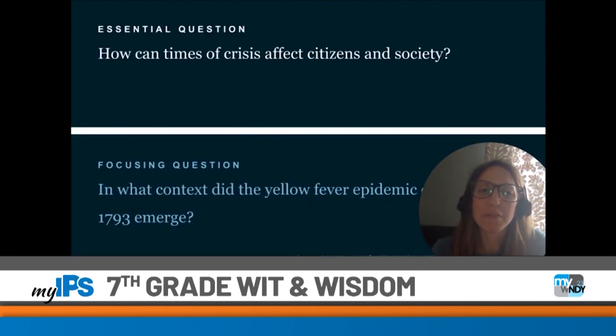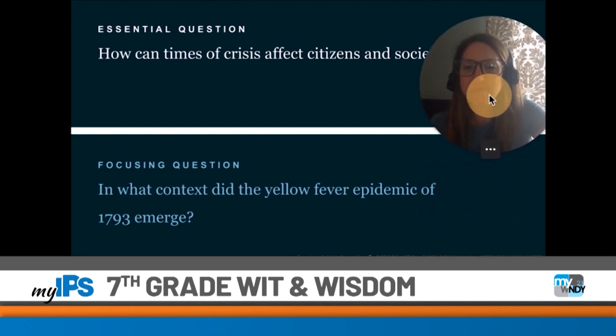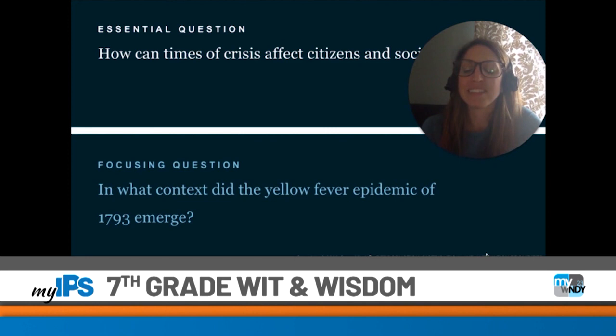In this module, we will explore an overarching essential question. We've talked about this just a moment ago. How can times of crisis affect citizens and society? As we learn in this module, we will keep this question in our mind to guide our learning. And also in this module, we have a focusing question for the first set of lessons, which will focus our learning for the whole series of lessons. Read it with me. In what context did the yellow fever epidemic of 1793 emerge?